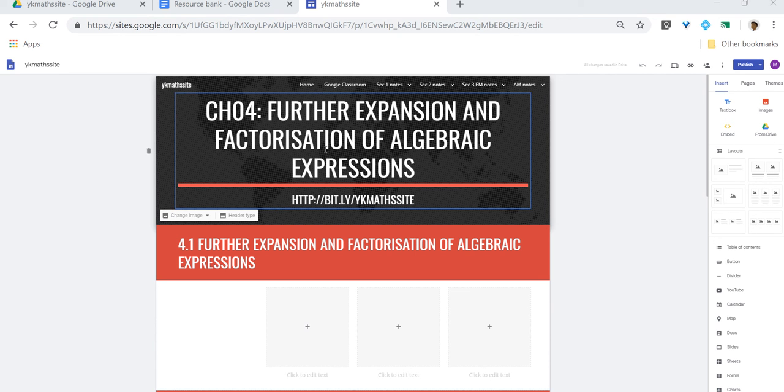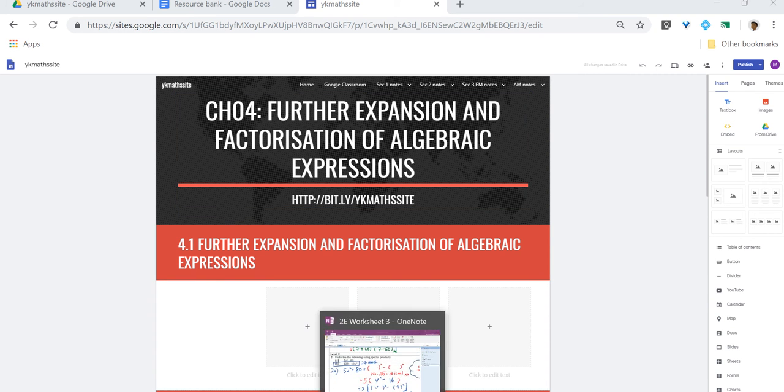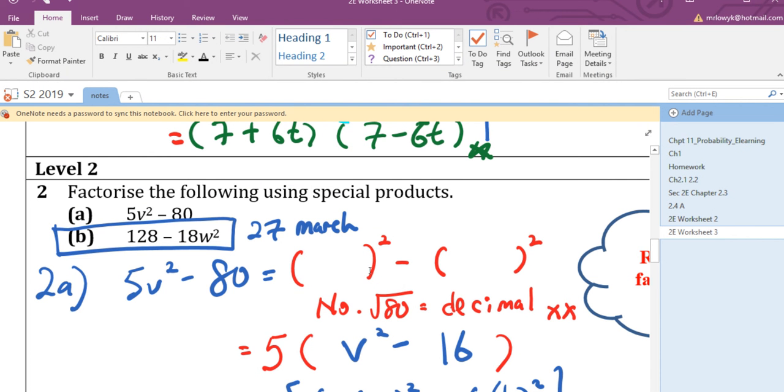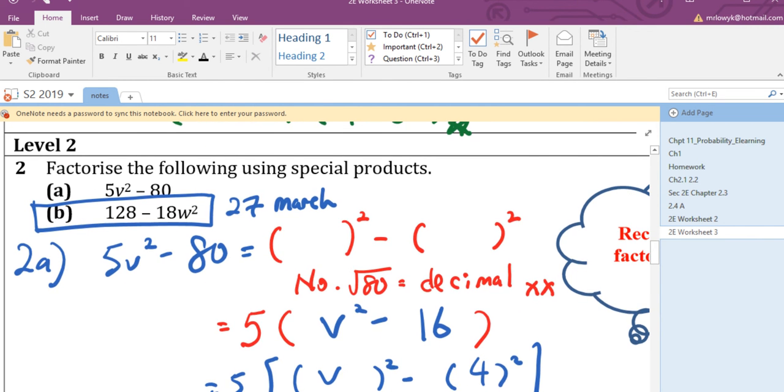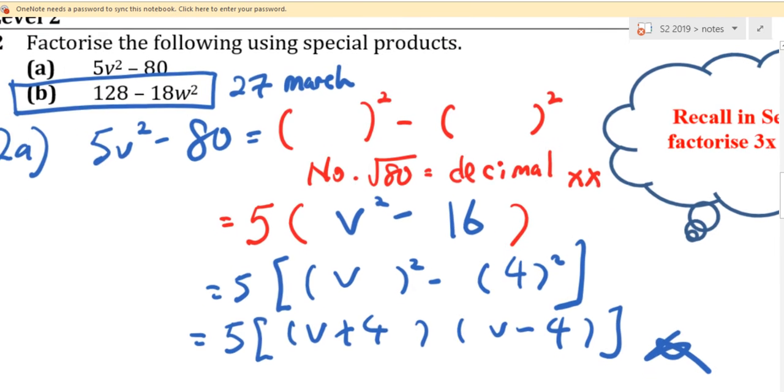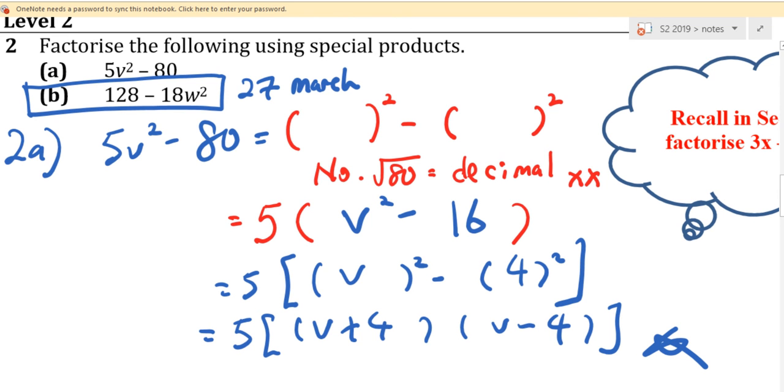Okay, so we are now on worksheet 3, 2B of this factorization. Okay, so let's start. So last week we stopped here and then we say, what do we put in the bracket, by the way? What can we put in this bracket?